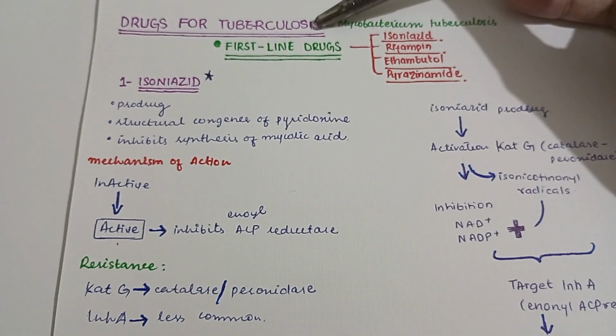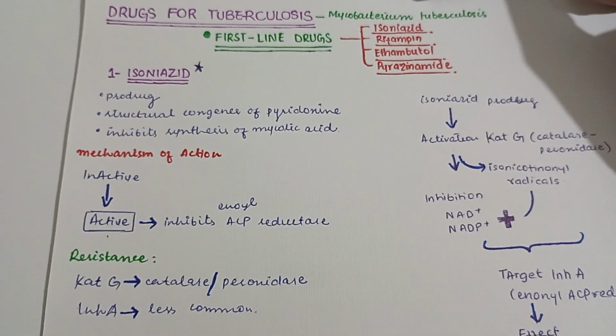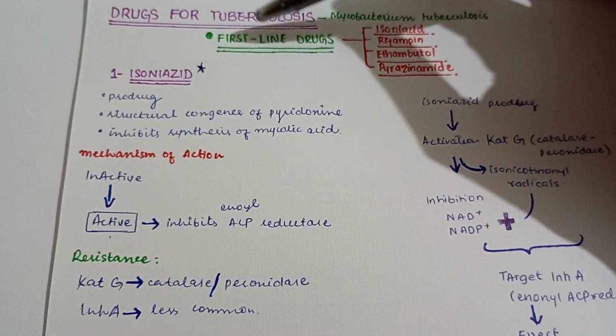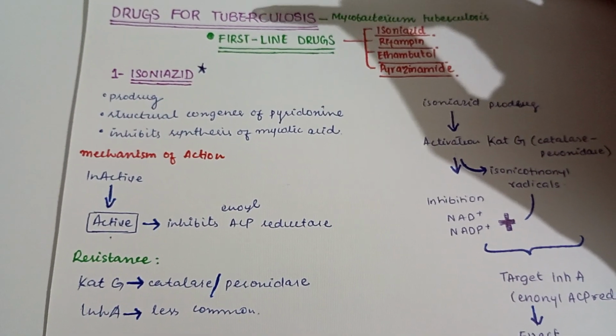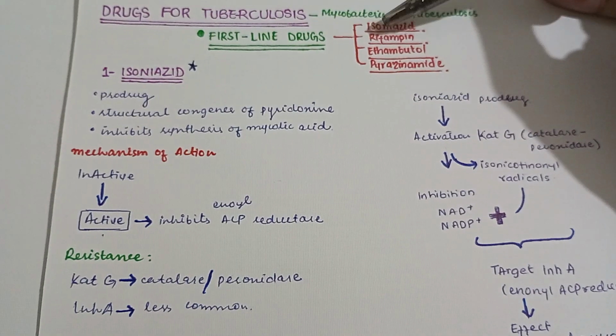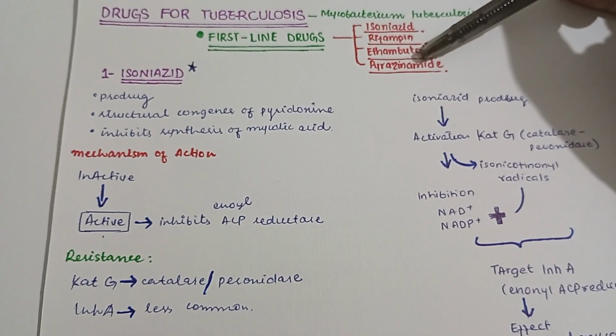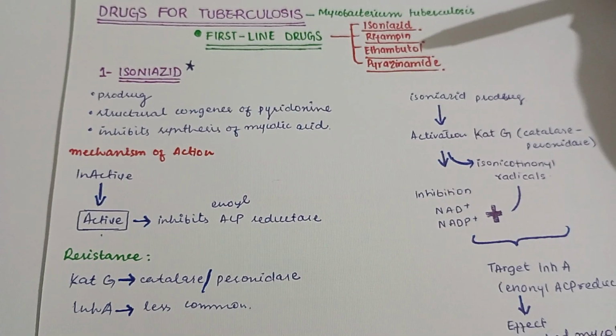Tuberculosis is the disease that is caused by the Mycobacterium tuberculosis. It's actually a bacteria. So in this video, we are going to deal with the first line drugs for the treatment of tuberculosis. So we have 4 drugs. First, Isoniazid. Second is Rifampin. Third is Ethambutol. And fourth one is Pyrazinamide.